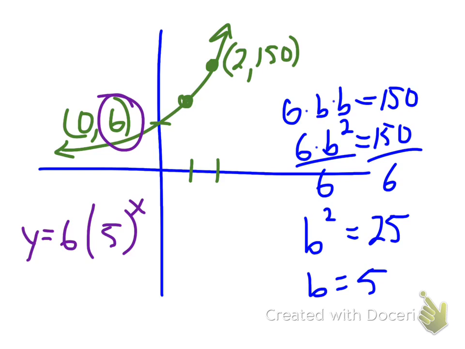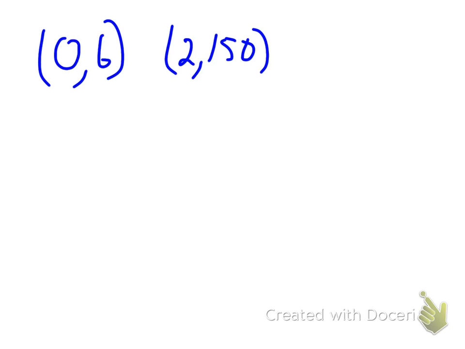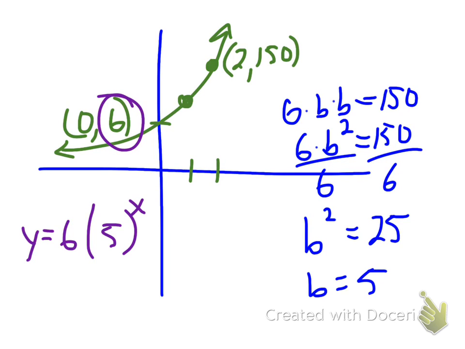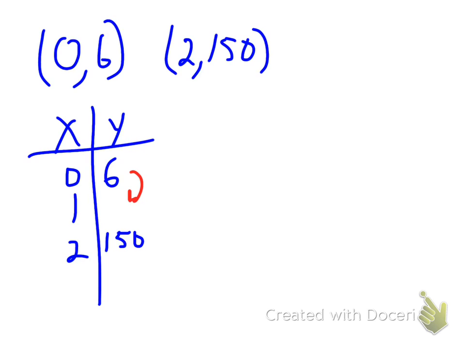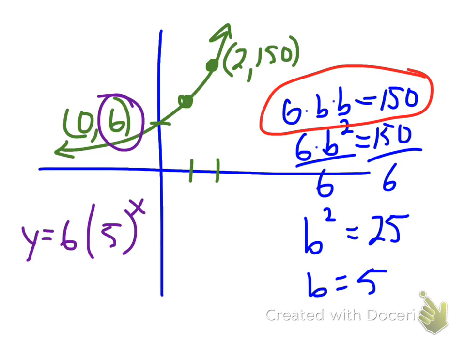Another thing I could do here is, what if I gave you just coordinate points? If I said I have the coordinate points 0, 6, and 2, 150. So they are the same coordinate points as this problem, so I can do it the same way there. I could also think of it as being in a table. So I could say that, okay, I have x and y values, 0 and 6, and then 1, but 2 is 150. So I'm using my multiplier twice. That's how I came up with that equation there.